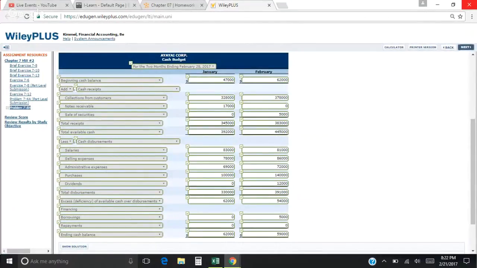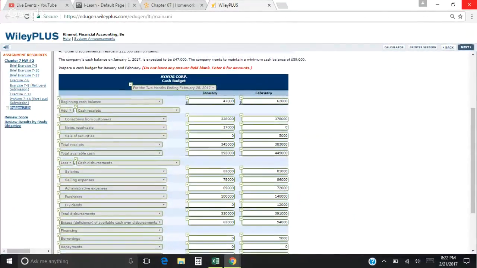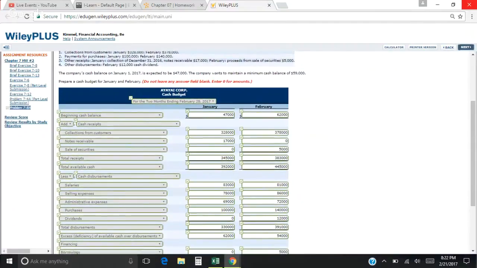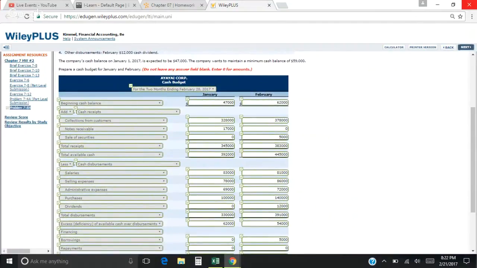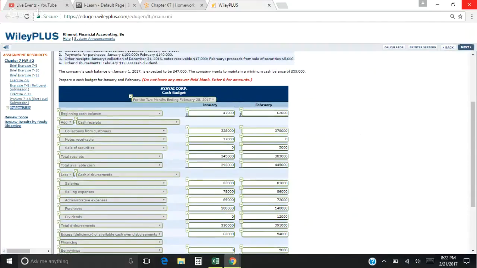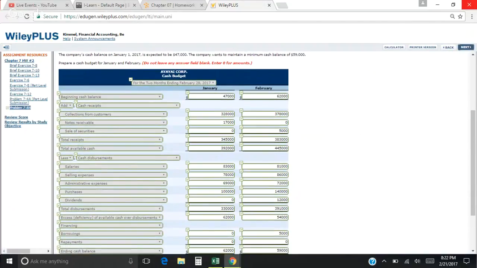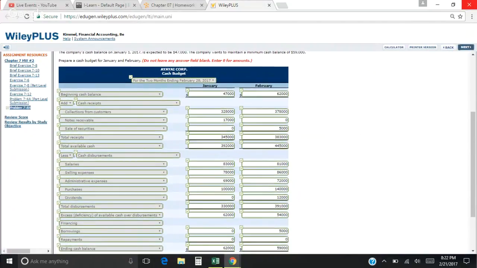A cash budget always ends for the months or for the year. It's not just a certain date and time, it's going over a period in time, so that's where it goes. And we're going to do the 2 months ending February 28, 2017.